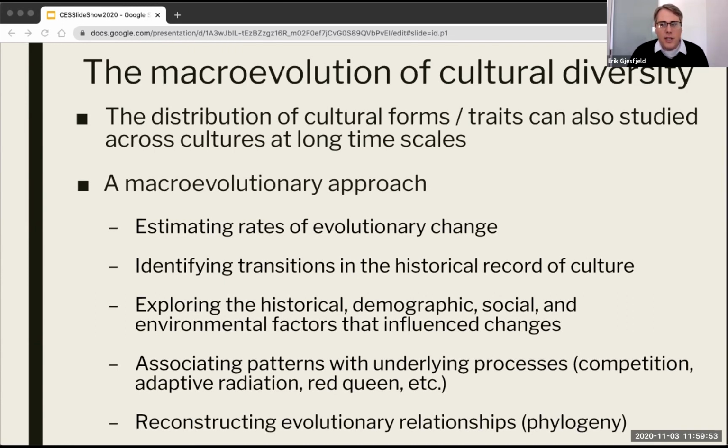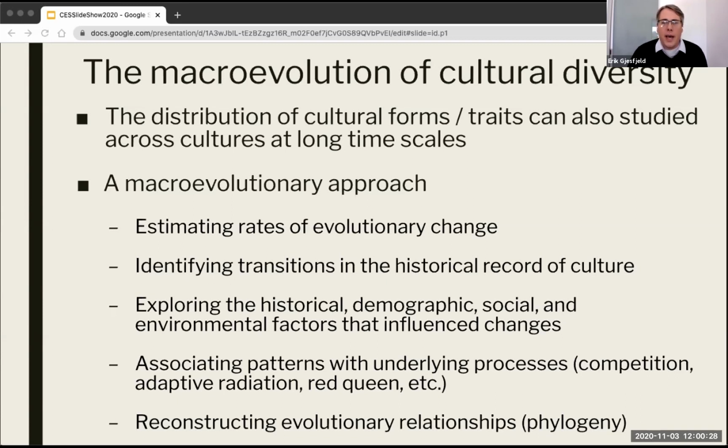Rather than discuss a very specific definition of what is or is not a macroevolutionary approach, I think it's easier to highlight some of the key themes that often fall under the umbrella of a macroevolutionary perspective. So that would be things like estimating rates of evolutionary change, perhaps identifying transitions in the historical record of culture, exploring the many other dimensions that may affect cultural change, whether those be historical, demographic, social, environmental factors. Occasionally, if possible, associating different patterns with underlying processes.